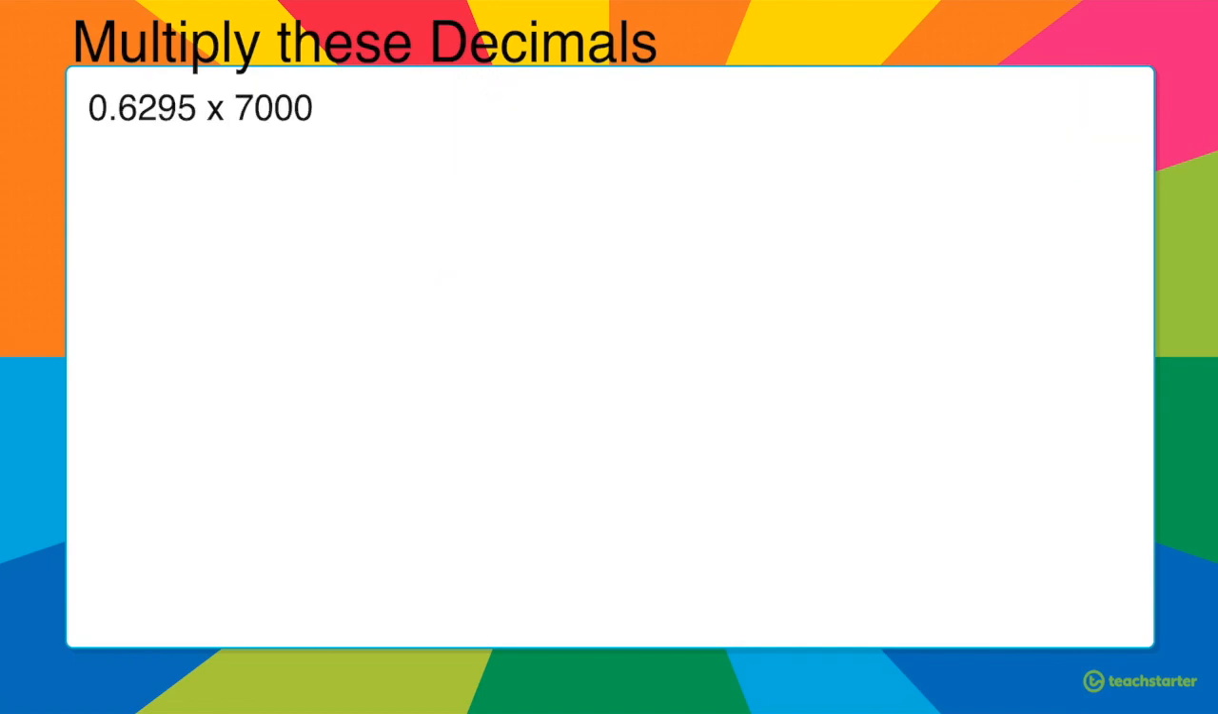Sometimes though, we could get something like this, which has, first of all, a lot of decimals. But second of all, there's a lot of zeros here. I don't necessarily want to sit there and multiply by 7,000. So what I can do is I can count the decimals again. 1, 2, 3, 4. And then I just multiply by 7. So 6,295 multiplied by 7.